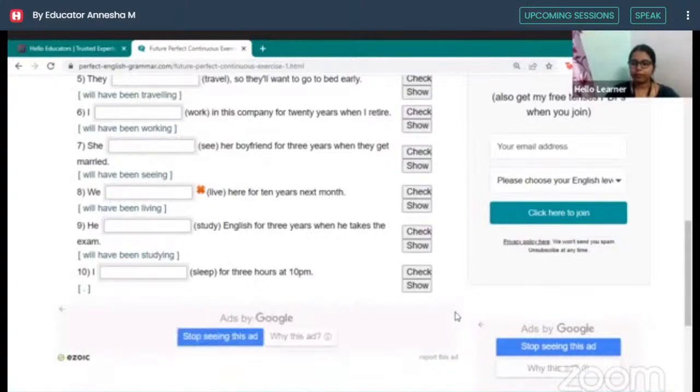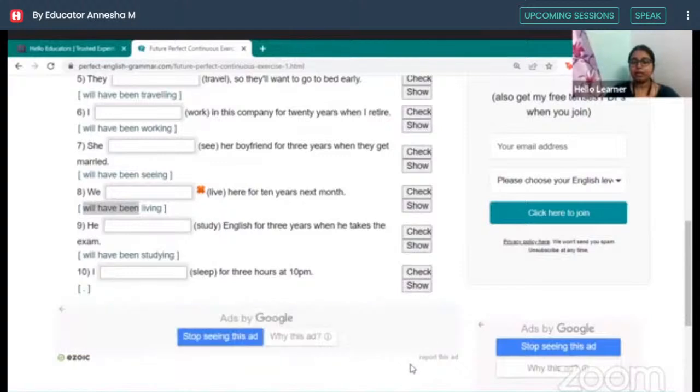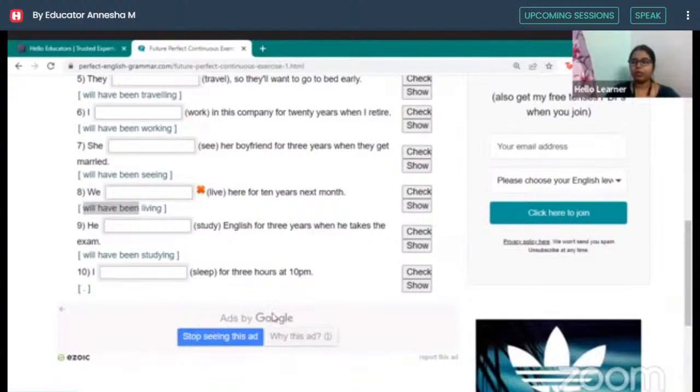Ma'am, in a future perfect continuous, do these change? No, I will have been, these three auxiliaries will have been, they will not change at all. There will be no change in that at all. Okay, very nice, Abhay. Thank you so much. Okay, after Abhay, Z wants to answer.